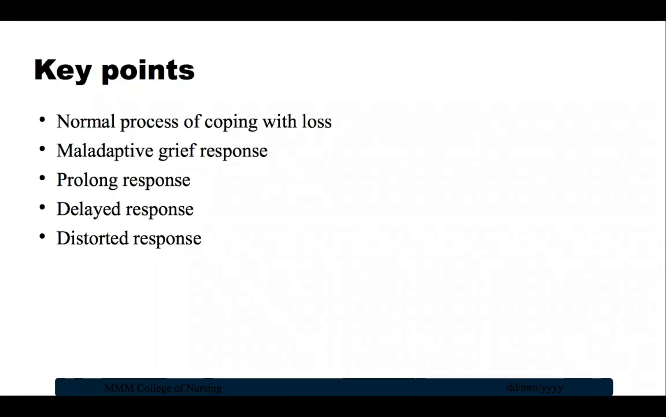Key points. Grief is a normal process of coping with loss. However, grieving can also be maladaptive, especially when it takes the form of a prolonged response, that means when the person grieves for many years after the loss has occurred, or a delayed response, which is otherwise called an inhibited response, where the person is fixed in the denial stage for many years until the grief response is triggered by a reminder of the loss, or it can be a distorted response, where the person is fixed in the anger stage of grieving, and the individual turns the anger inward on the self or is unable to function in the normal activities of daily life.